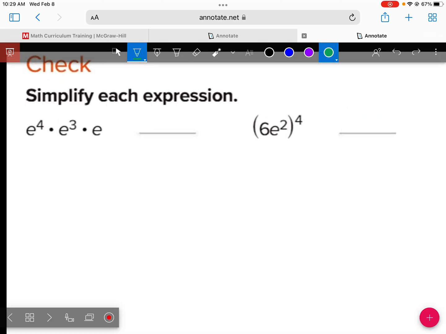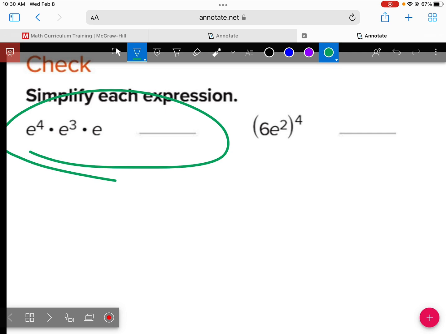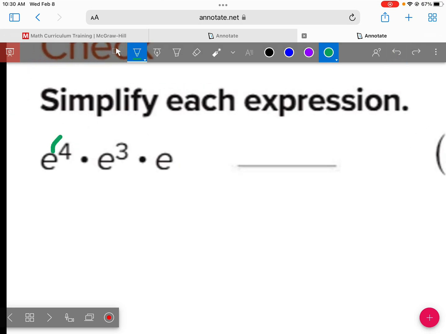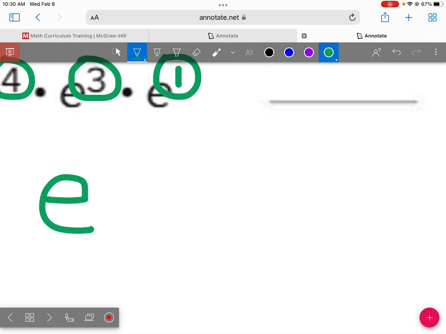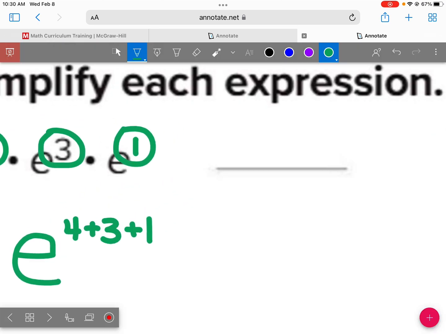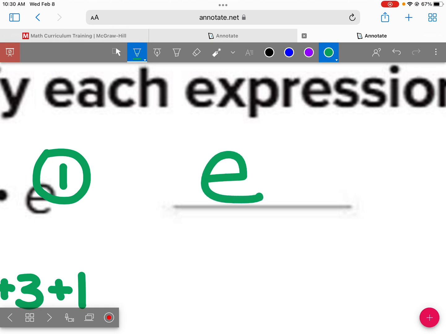On the first one here, so I'm looking at this guy. What are all the exponents that you see? Yeah, there's a 4 here. There's a 3 here. And they didn't write the other exponent, but this is an exponent of 1. I have to include that when I'm adding these together. So this would be e to the 4 plus 3 plus 1 more. So this is e to what power? E to the 8th power.